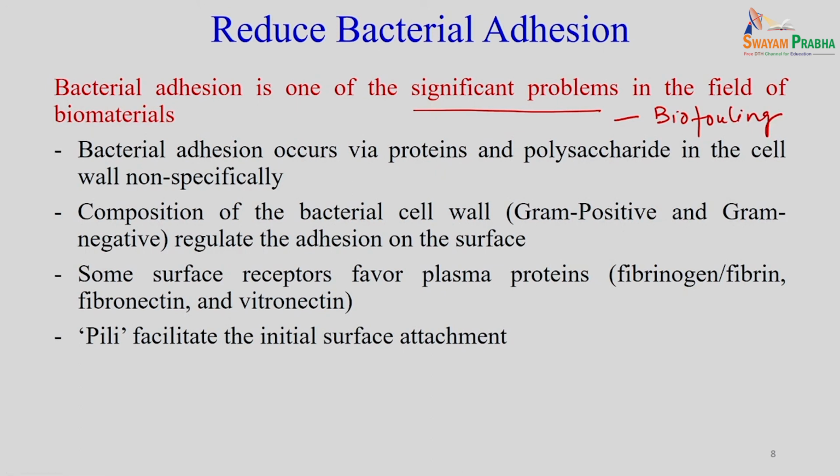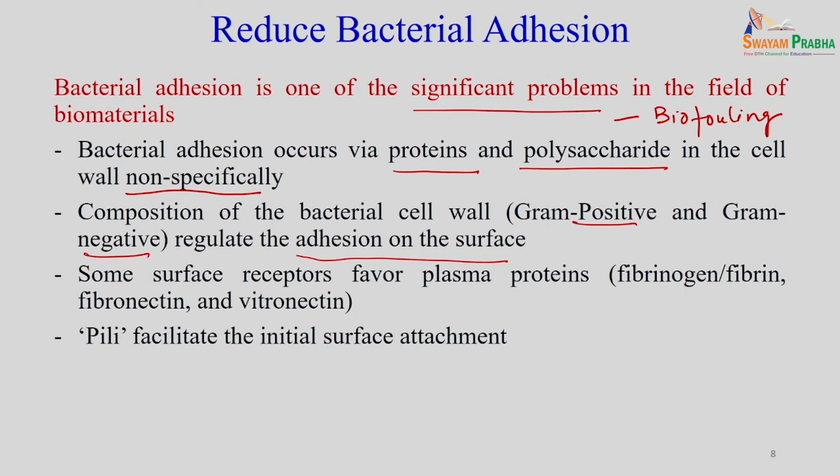Now, bacteria are cells, so their adhesion or attachment occurs through the proteins and polysaccharides in the cell wall of the bacteria, but mostly it is a non-specific attachment. Also, the composition of the bacterial cell wall of gram positive as well as gram negative bacteria is different. So, there will be different adhesion behavior of gram positive as well as gram negative bacteria.